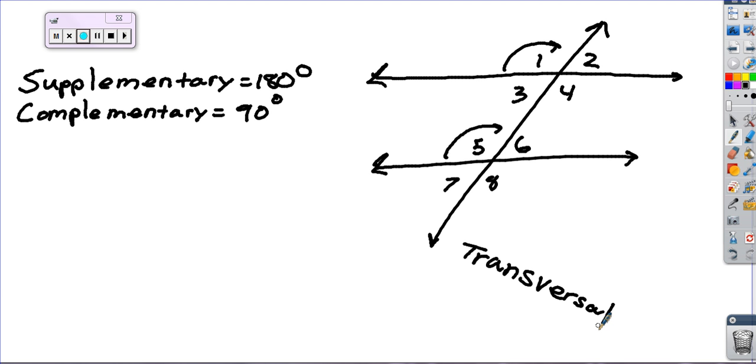A couple things we need to know. First thing is I wrote down supplementary angles equal 180 degrees, and there's another one to know. Complementary angles equal 90 degrees. They complement each other, they're going to equal 90. So you have to know those two terms. We're just keep adding stuff. Here's the next thing.